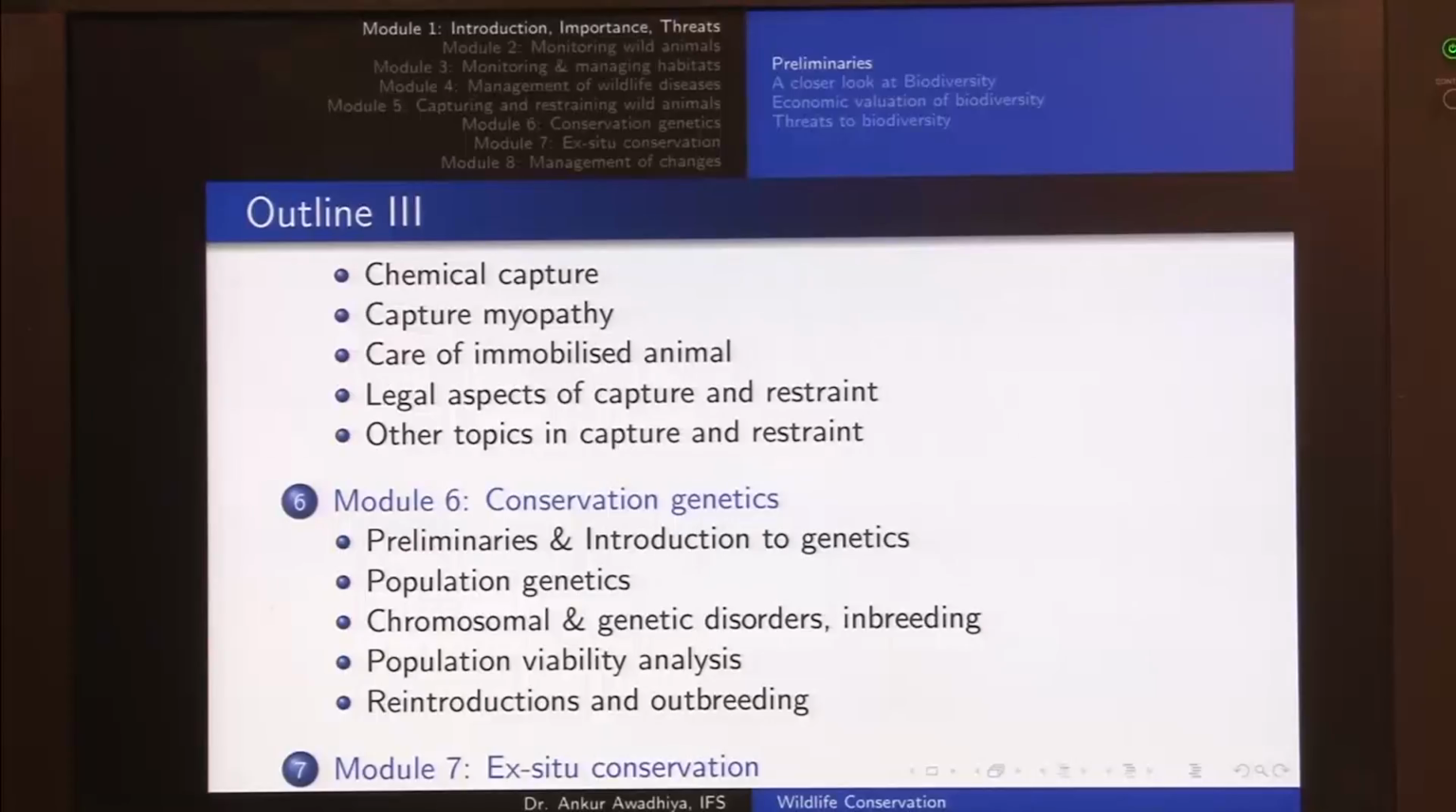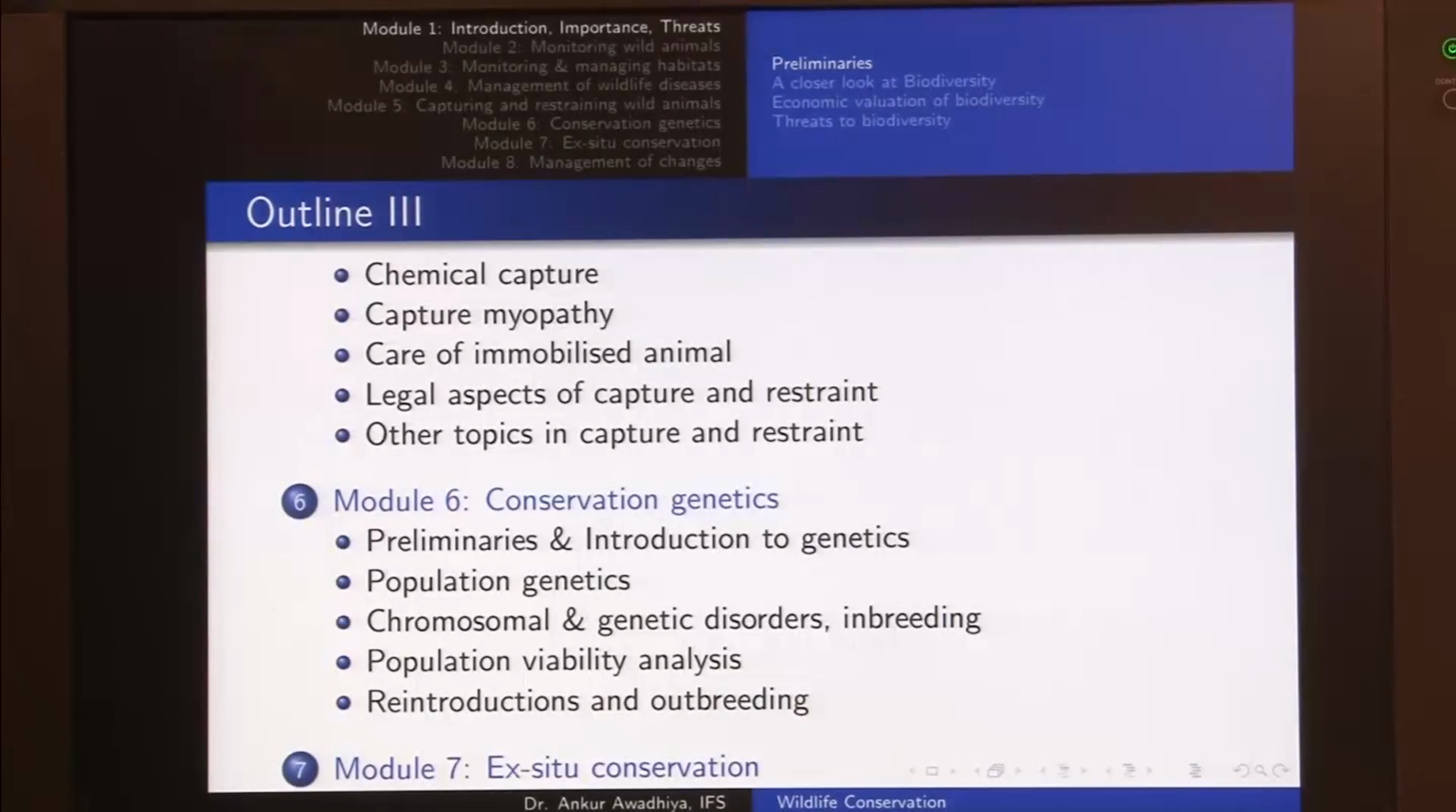Now, in the sixth module, we will be having conservation genetics. So, we will look at introduction to genetics, population genetics, genetic disorders, population viability analysis. So, this is a technique through which we get to know whether our population will be able to survive for say the next 100 years or for the next 500 years.